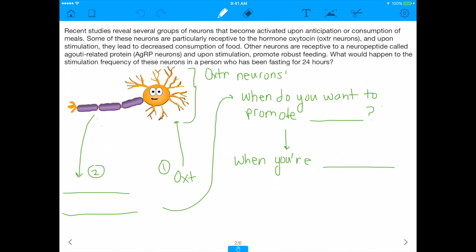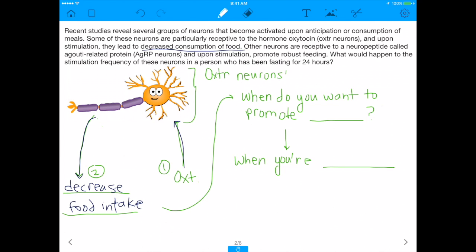Let's talk first about the OXTR neurons. These ones are receptive to oxytocin. So the first step that's going to happen is oxytocin comes in and binds to the neuron. And when it binds to the neuron, it actually releases an output and it causes a physiological change. Specifically in this case, it causes a decrease in food intake, right? That's written in the question. It's saying that oxytocin-related neurons, when they are stimulated, lead to a decreased consumption of food. So I told you they decrease food intake.